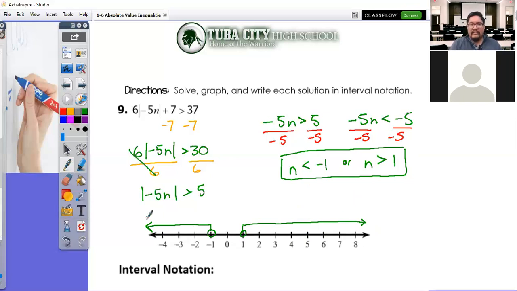Now for interval notation, starting from the lowest number, we have negative infinity, going to -1, which is not included, so round parenthesis. Over here we have 1 on to positive infinity. Another one down.